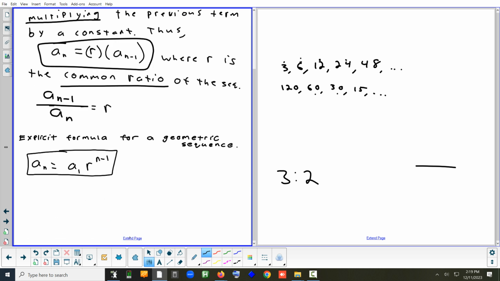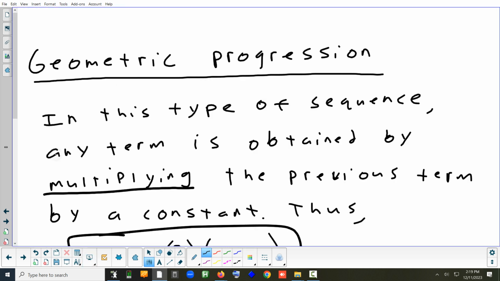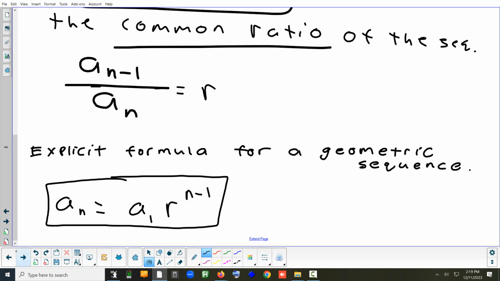That is the explicit formula for a geometric sequence. Notice it depends on two things, just like the other one. You need to know where did you start and what did you multiply by each time. As long as you have those two things, it'll give you your formula.